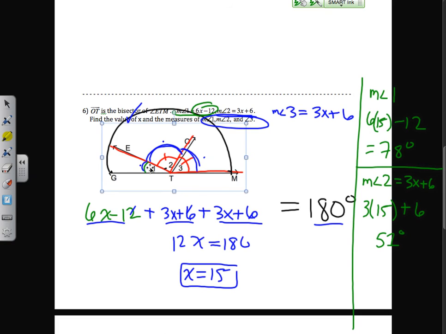Notice I'm putting degree symbols because these are measurements of angles. So we measure in degrees. And lastly, the measure of angle 3. Oh, well, it's congruent, right? This diagram got so messy. 2 and 3 are congruent. So I don't have to do any math. That's also 51 degrees. And you can check your work. 51 plus 51 is 102 plus 78, 180. Great.